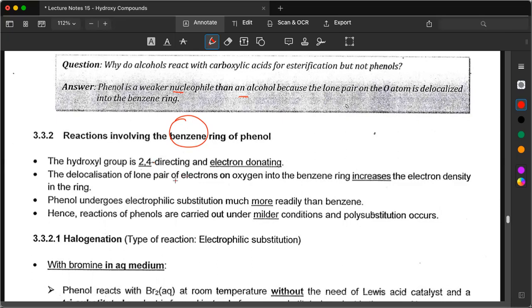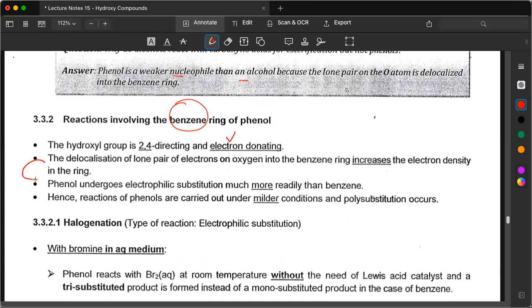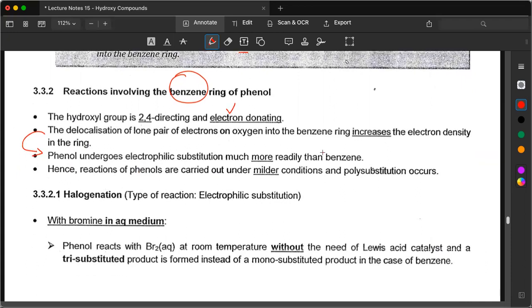The hydroxyl group is 2,4 directing. The hydroxyl group is electron rich. It has a lone pair of electrons, which means that it can be electron donating. So the delocalization of the lone pair of electrons on oxygen into the benzene ring will help to increase the electron density of the ring. Because of this, phenol undergoes electrophilic substitution much more readily than benzene. Reactions of phenol can be carried out under milder conditions, and we can expect poly substitution to occur.